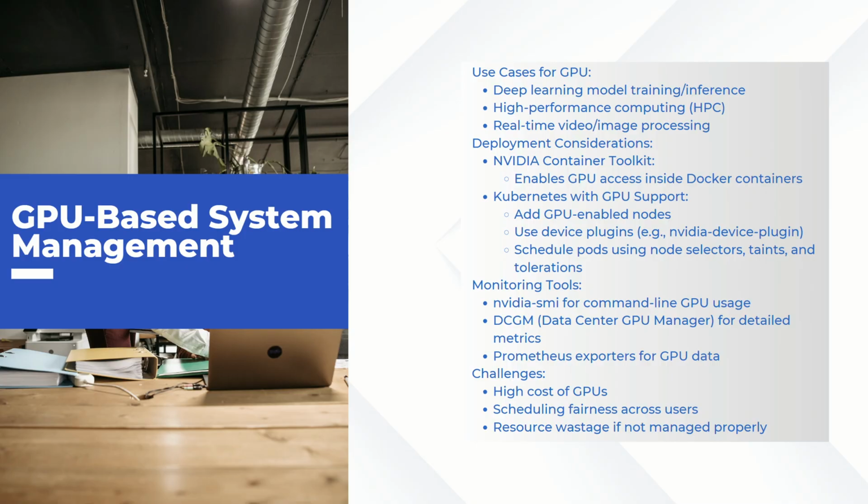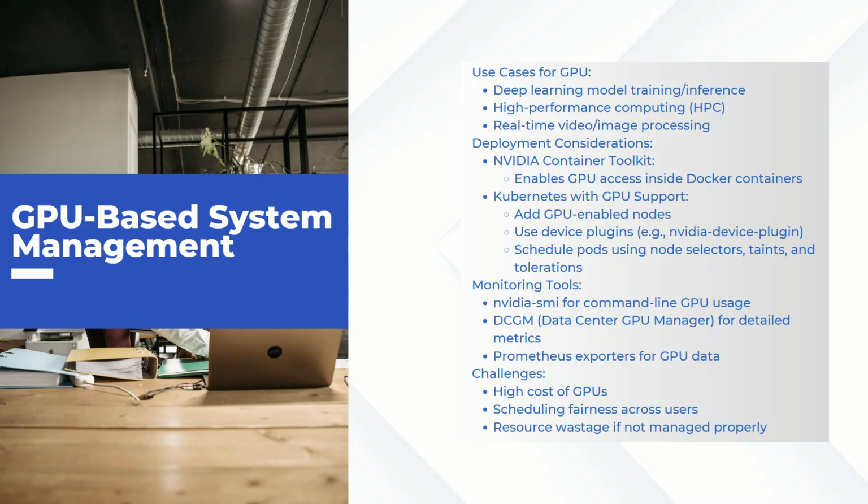We need the NVIDIA Container Toolkit to allow containers to access the GPU. With Kubernetes, we can label certain nodes as GPU enabled and assign jobs accordingly. We can also set resource limits, use taints and tolerations, and monitor GPU usage using tools like NVIDIA SMI and DCGM. The challenge here is to balance performance with cost, since GPUs are expensive.